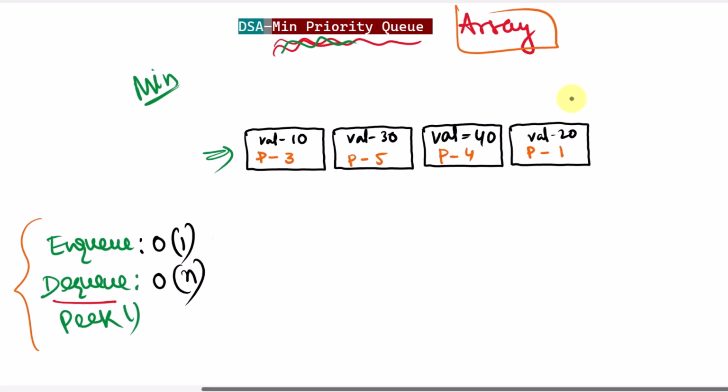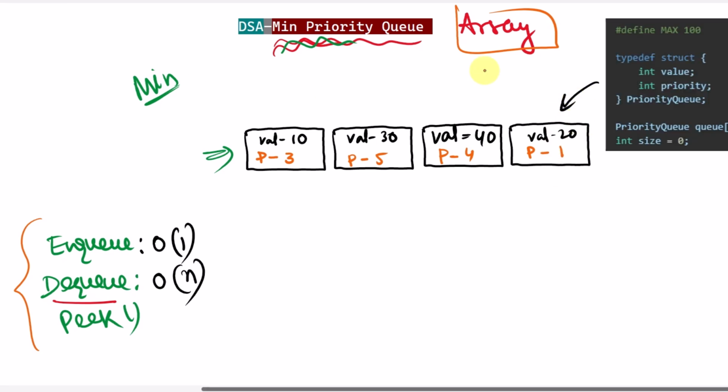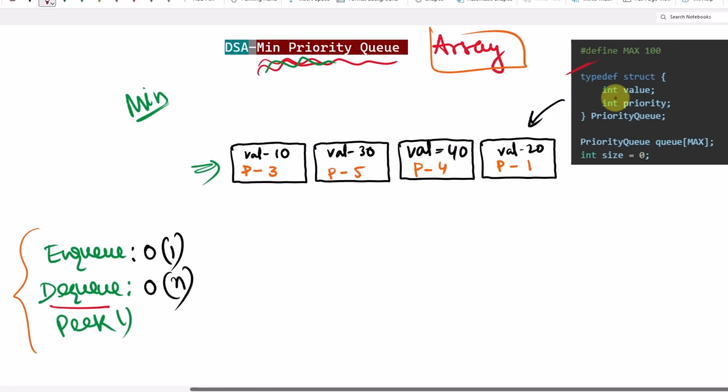So first of all, we have to define each individual item with the value and the priority. So here we have the structure. In the structure, we're going to have the value of each item and the priority of each item. And then we're going to create one array of that priority queue type, and in that array, we're going to store all of these items. And also we're going to use one variable called size. This will keep track of the number of items that we have in our minimum priority queue. So we are done with the definition of all the individual items.